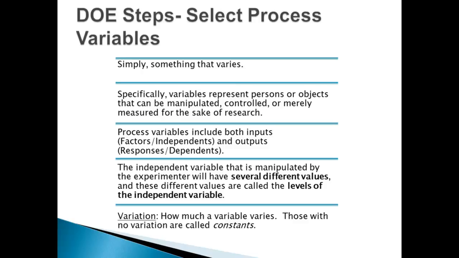The independent variables that are manipulated by the experimenter will have several different values, and these different values are called the levels of the independent variable. So in designing an experiment, we need to define our independent variables and how many levels of each of the variables we are interested in. And there are other variables that do not vary, and we call them constants. Again, we need to also understand and identify those variables we may have to keep constant in the experimental exercise.